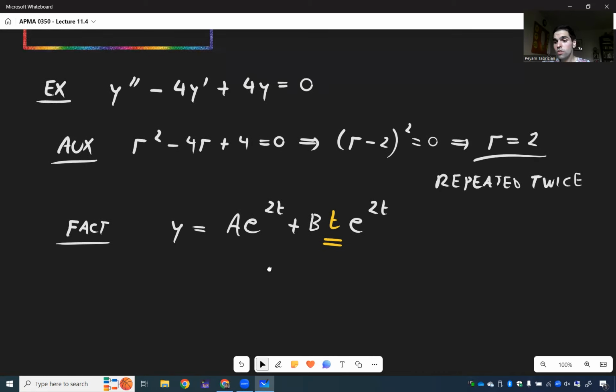And why is that true? Well, let's use a factoring method again to see why. So why? Factoring method.